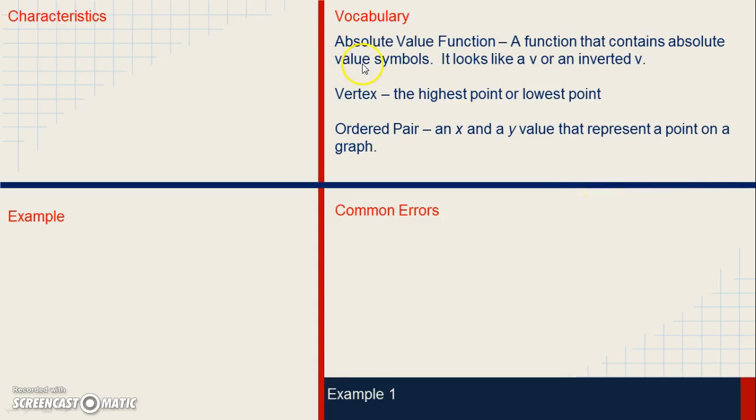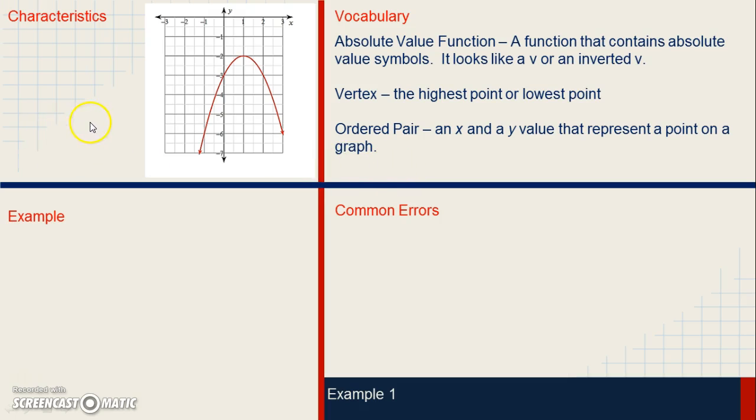So here we've got our key vocabulary again. Absolute value function is just like a quadratic function. So we're going to go ahead and remove this. We don't necessarily need this, but we still use a vertex, and we still use an ordered pair. So let's just jump into our first example. So here we have this image that kind of shows us our characteristics. And again, we can identify the vertex. We can identify the end behavior. This is ending going down, so that probably gives you a hint as to what that means. And again, we can write this in an ordered pair, 1, -2.